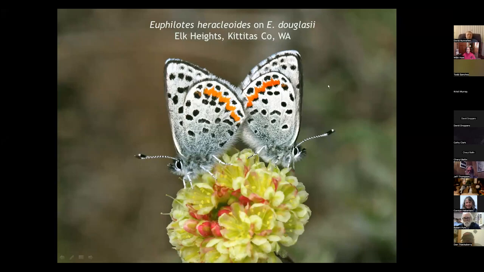Anyway, this is the Heracleoides feeder, which does feed on douglasii. Certainly at elk heights it does, and this picture is taken at elk heights, and this mating pair is actually on the douglasii flower.